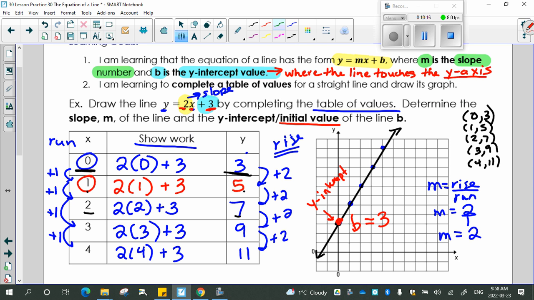So the table, the graph, and the equation are all connected together. This line here is called the line y equals 2x plus 3. And in a couple of days, you'll be able to look at that equation, y equals 2x plus 3, and you'll know that it has a y-intercept of 3 and a slope of 2. And you'd be able to draw it just based on that. Okay?